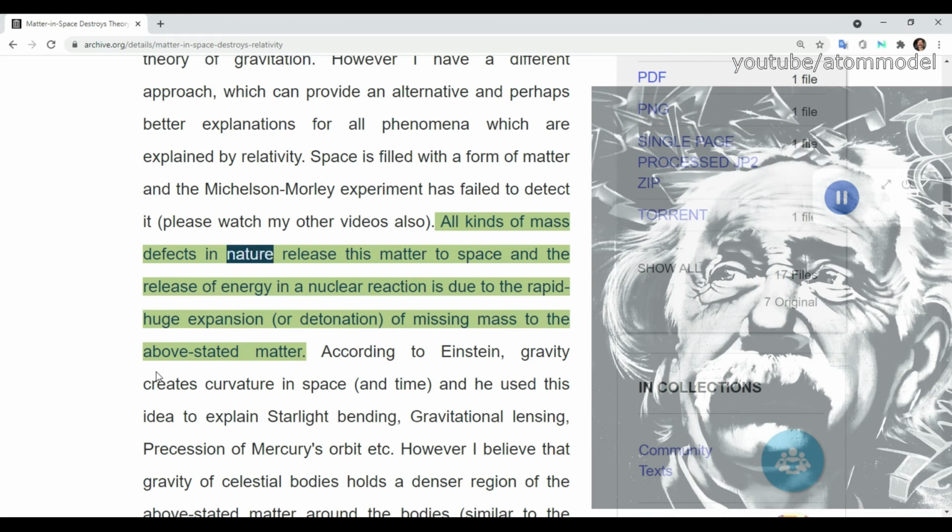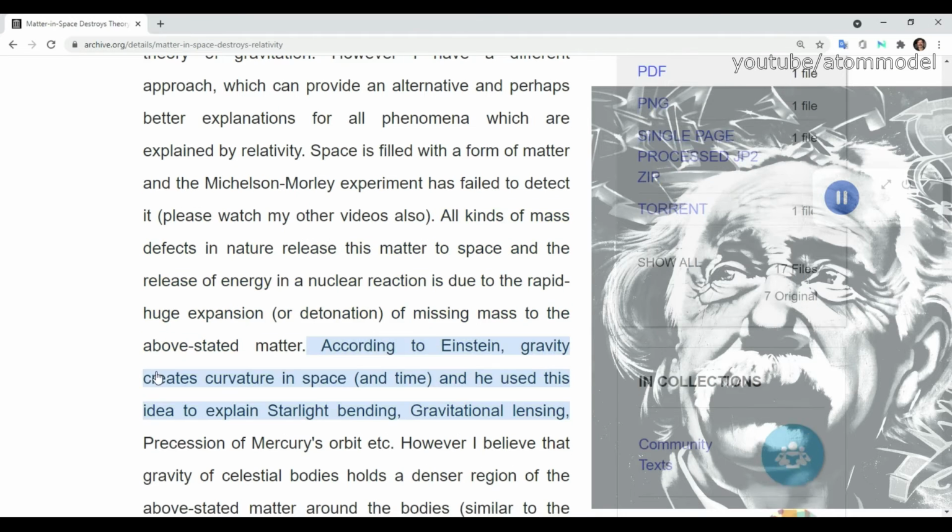All kinds of mass defects in nature release this matter to space, and the release of energy in a nuclear reaction is due to the rapid huge expansion, or detonation, of missing mass to the above stated matter.